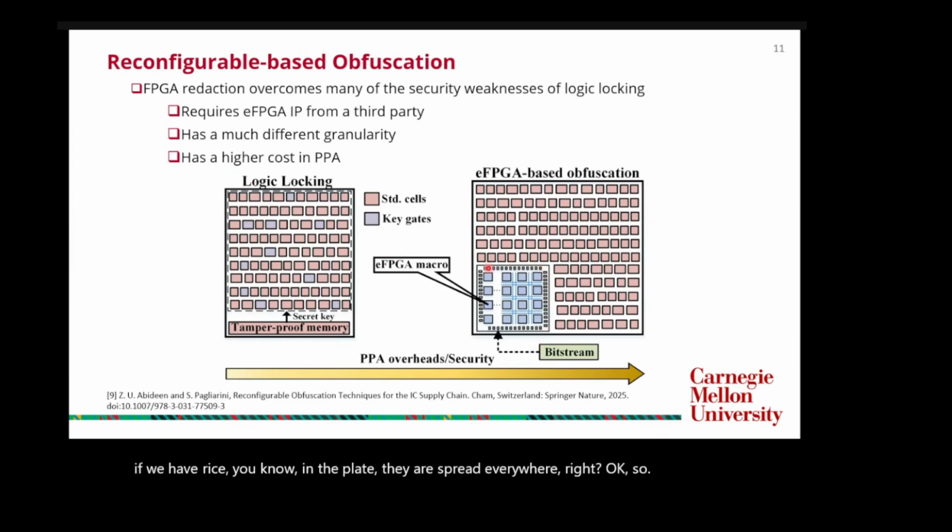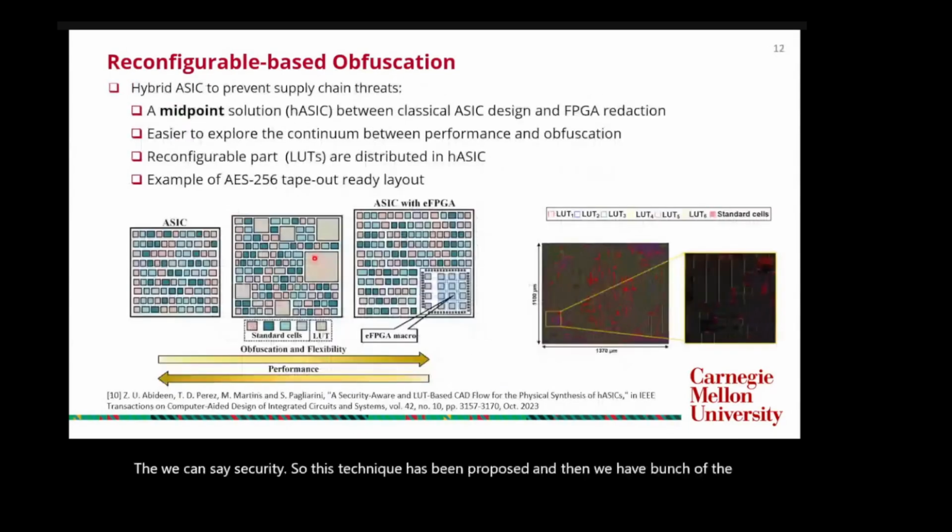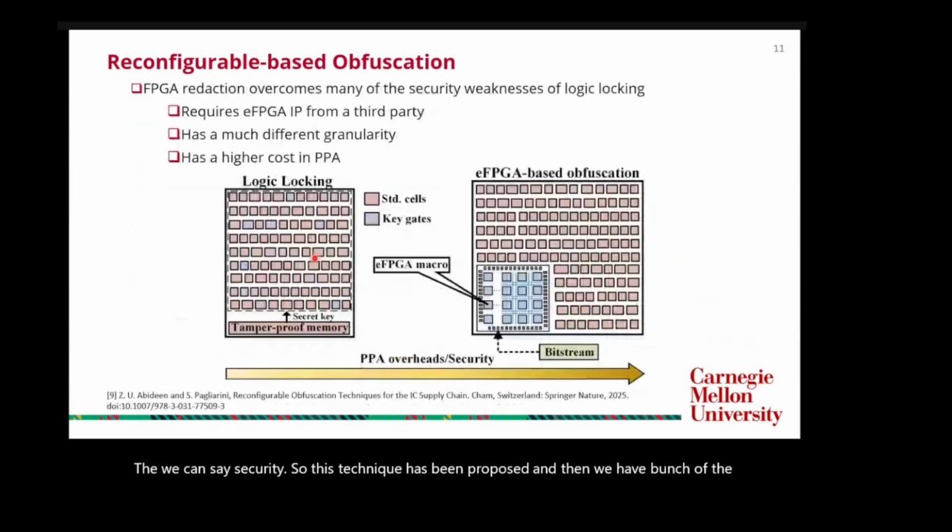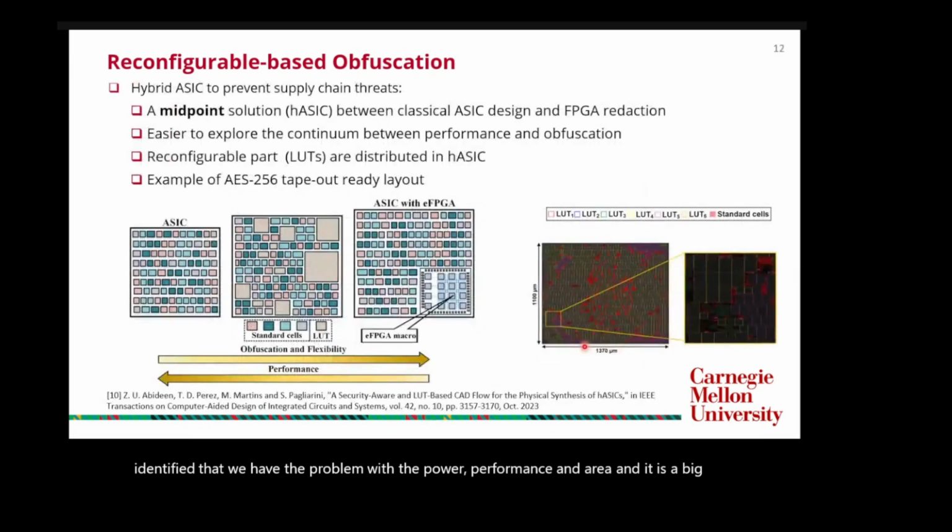Granularity, as I defined with the coarse grain and fine grain terminology, and then we also have a problem with the PPA and the security. So this technique has been proposed, and then we have a bunch of other techniques. The one I proposed was a different idea, because we identified that we have a problem with power, performance, and area, and it is a big problem in the industry. No one can bear a high silicon area and lose performance.